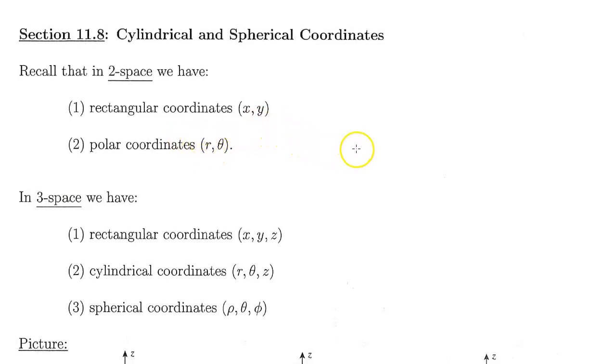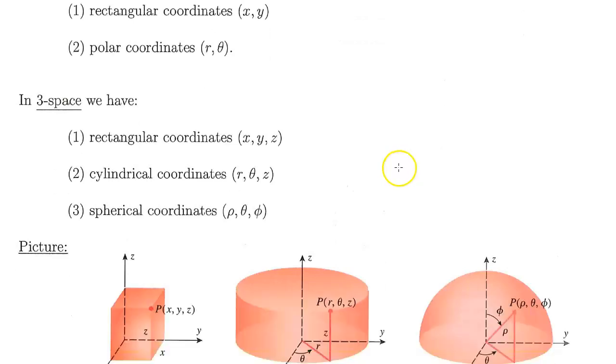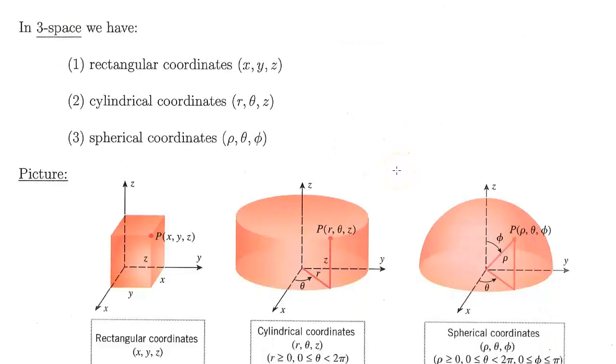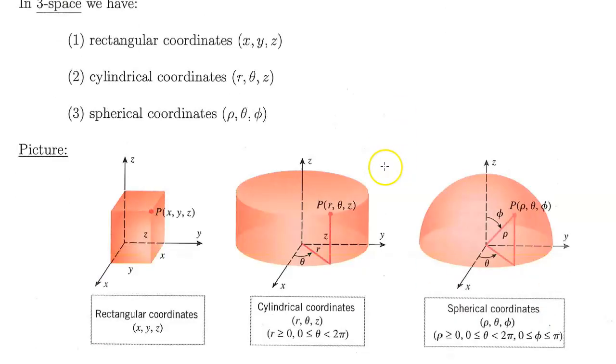Now, in 3 space, we are going to look at 3 different coordinate systems. First of all, we have rectangular coordinates, and we've already seen this here. This is x comma y comma z. So if you have a point out here in 3 space, you can describe where that point is by saying how far you're going out along the x-axis. So it looks like maybe they're going out 1, 2, maybe about 3 along the x-axis.